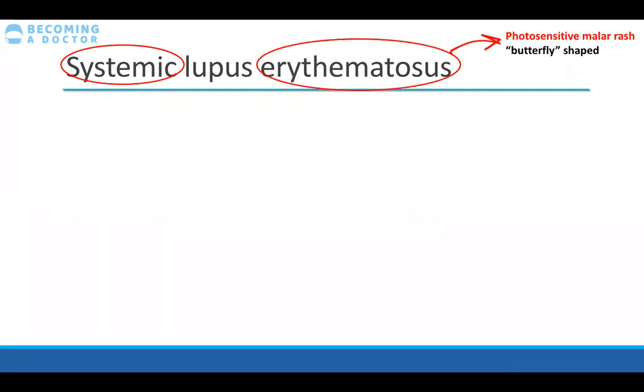Erythematous, well, because of the redness. So basically you get a malar rash that's butterfly shaped, and that gets worse on exposure to light. So it's an inflammatory autoimmune connective tissue disease, and it has a relapsing remitting course. So it gets better, worse, better, and worse.